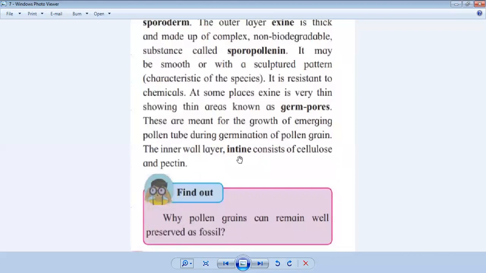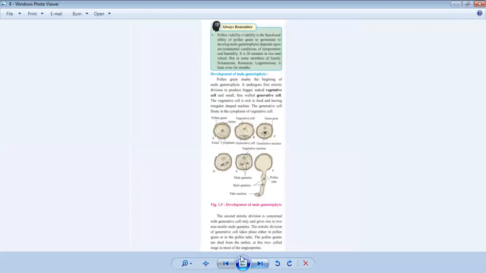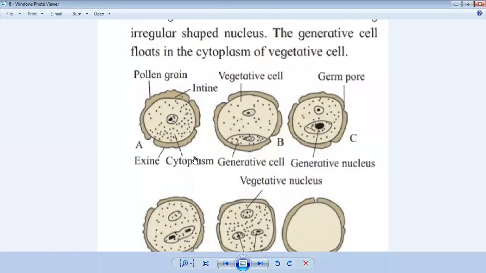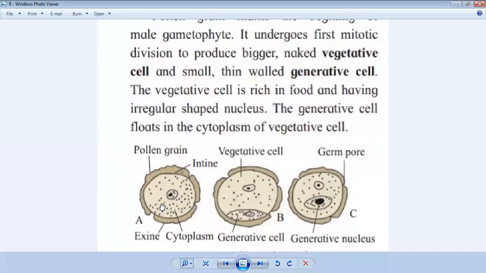The inner wall layer, that is the intine, consists of cellulose and pectin. जो इनर लेयर होती है उसे इंटाइन कहा जाता है और वो सेलुलोज और पेक्टिन से बनी हुई रहती है. So you can see here the structure of pollen grain. आप लोग देख सकते हैं यहाँ पे स्ट्रक्चर ऑफ पोलन ग्रेन. The pollen grain consists of the exine and intine. एक्साइन देखिए यहाँ पे तीन जगहों से ब्रेक हुई है, 1, 2 and 3, which are called as a germ pore.